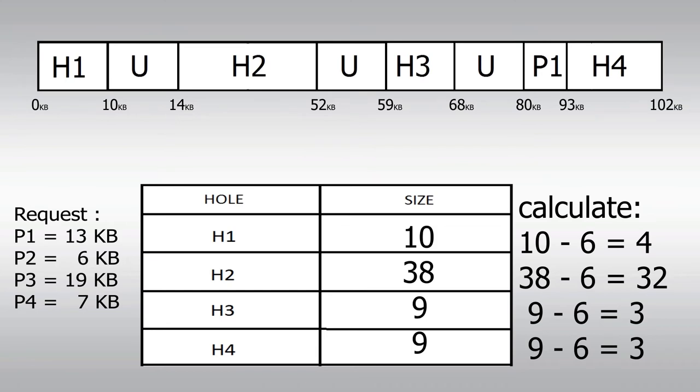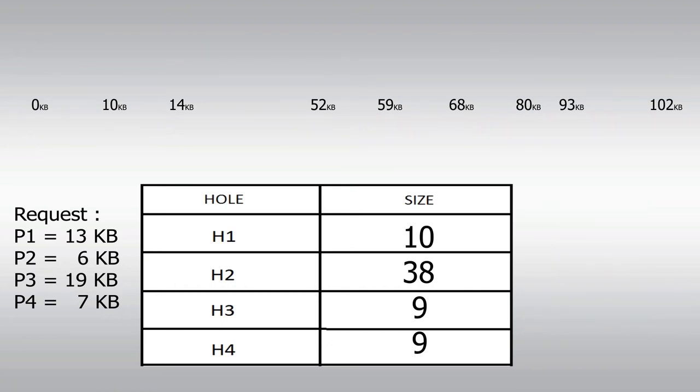H2 has 38 kb. So, we subtract 6 from 38, which equals 32 kb. H3 has 9 kb. So, we subtract 9 minus 6, which equals 3 kb. H4 has 9 kb, so we subtract 9 minus 6, which equals 3 kb also. We can see that there are two holes of smaller size that can fit P2. Since H3 comes first, we are inserting P2 in H3. Update the Gantt chart and table.